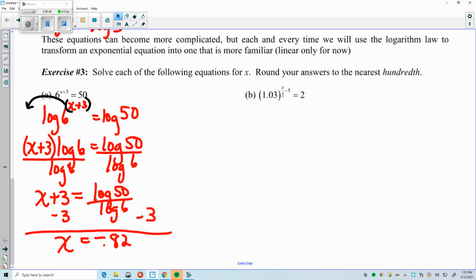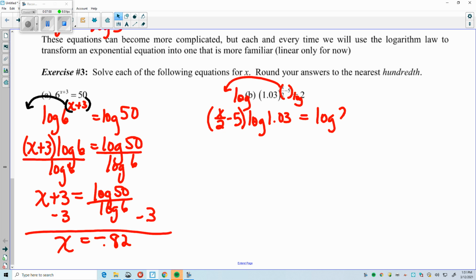Okay. Same idea with this. It's just we have a fraction. So again, if we introduce a log to each side, this whole exponent comes down in front. So now I get x over 2 minus 5 times the log of 1.03. And then on the right-hand side, we have the log of 2. Okay, we're trying to solve for x. And since these things are being multiplied, the very first thing I can do is divide through by log of 1.03.